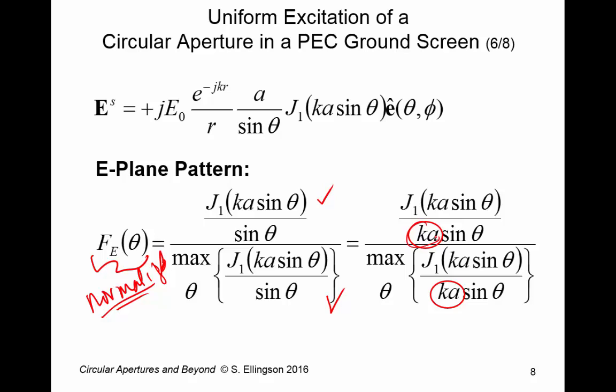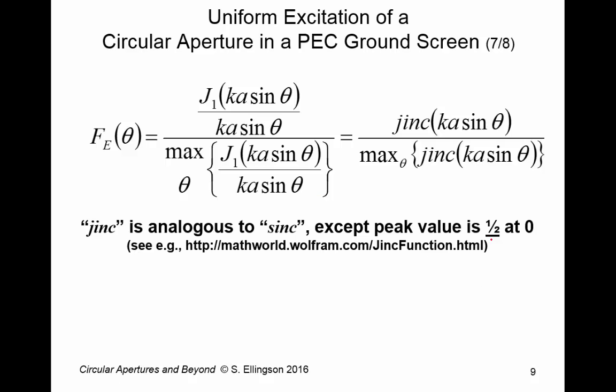So I've added this Ka here and this Ka here. The reason I've done this is because this is an obscure but known simpler function that has simple properties. And that function is known as the Jinc function, J-I-N-C. It's analogous to sinc. If you remember, sinc is sine x over x, for example. Well, jinc is J1(x) over x. So jinc is to J1 what sinc is to sine.